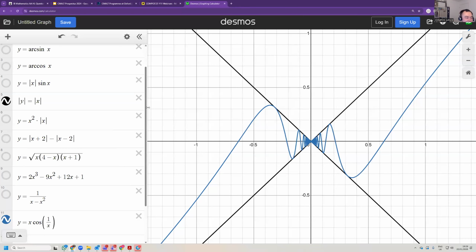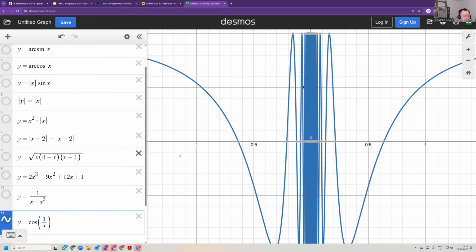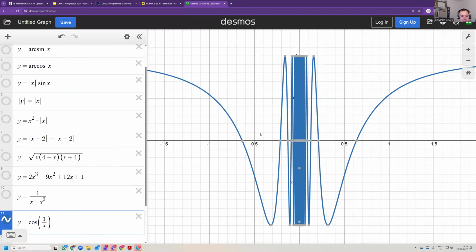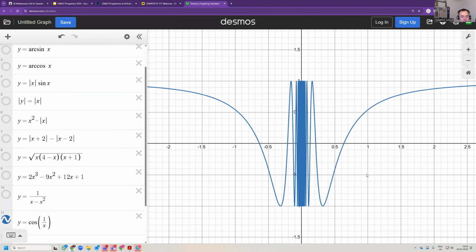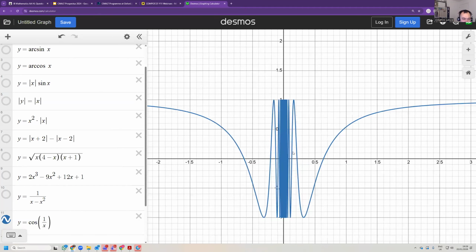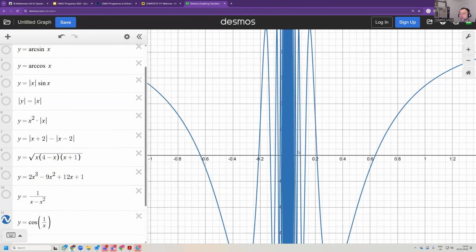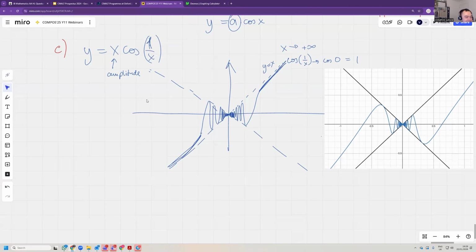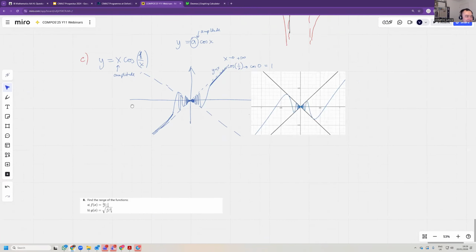So just consider this graph first without the x. How does that look? This is cosine 1 over x, and you can see that it goes like this. So when x is really big, it's 1, and when x is very small, it's also 1. And in between, it oscillates, but the frequency increases as you approach 0 because the 1 over x becomes really big, and it goes through many cycles. Okay, brilliant.